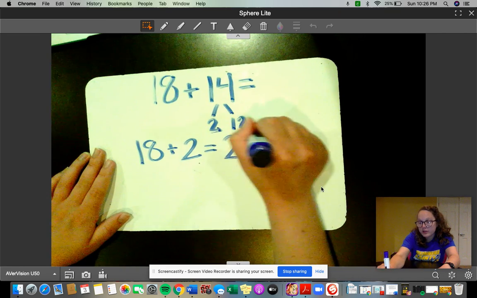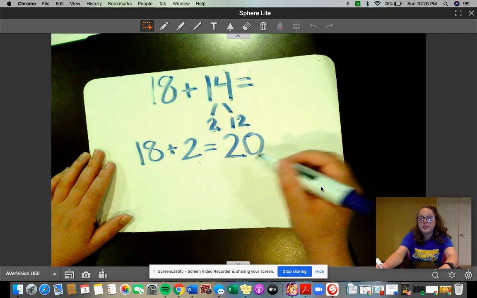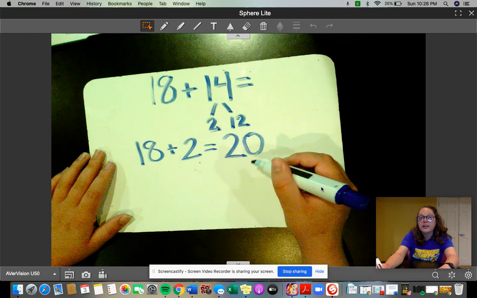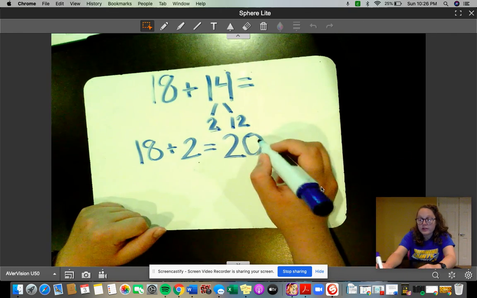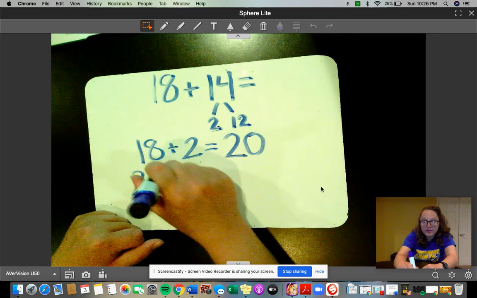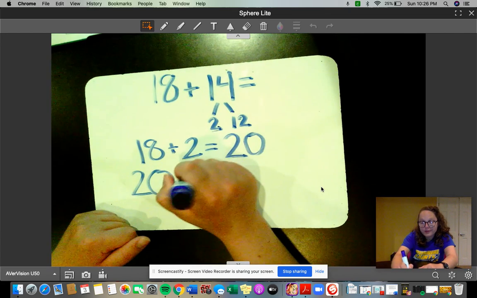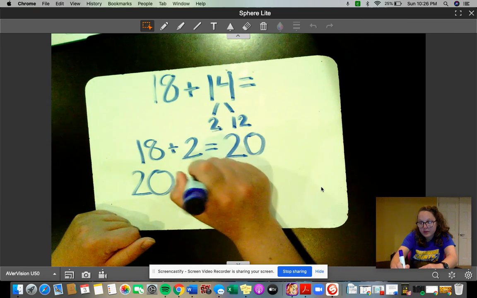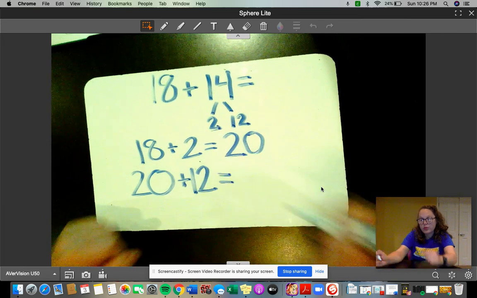18 plus 2 is 20. That's a nice even 10 that I have there that is going to help me add the next number. So I'm going to have 20. And then the other number we haven't used yet is our 12. So I am going to write 20 plus 12 equals.